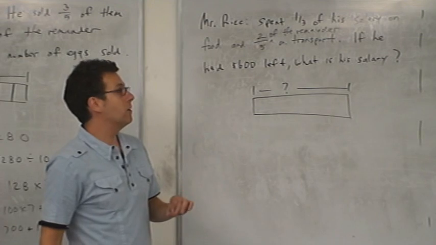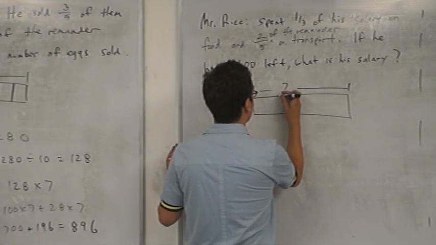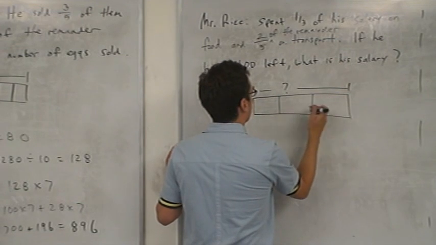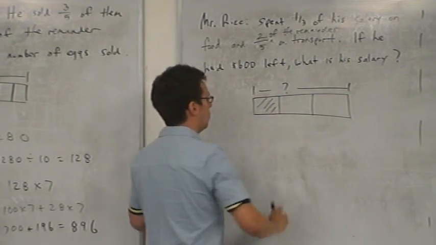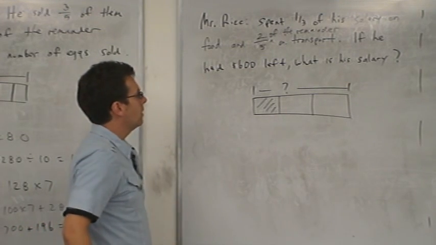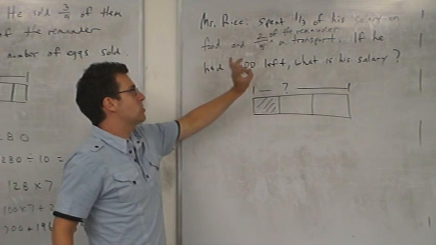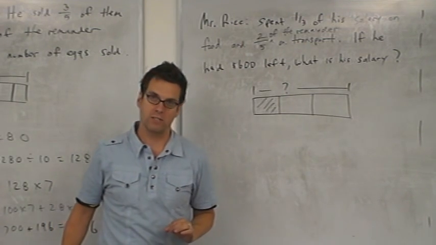He spent 1/3 of his salary on food. So we can illustrate 1/3 of his salary by simply modeling 1/3 of the whole. Cut the whole into 3 pieces and shade 1. Now, it goes on to say he spent 2/5 of the remainder on transport.